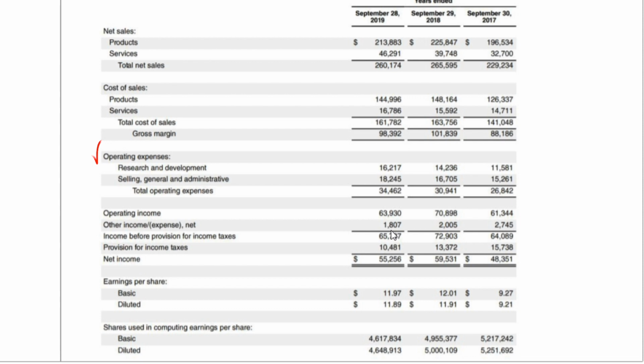Then we have to factor in taxes that they paid. And after you factor those things in, you get the net income. This is the money that they take home. So let's break that down.